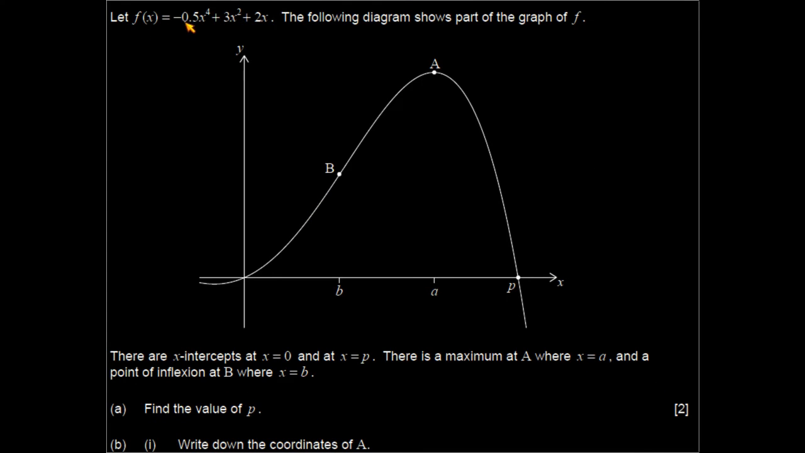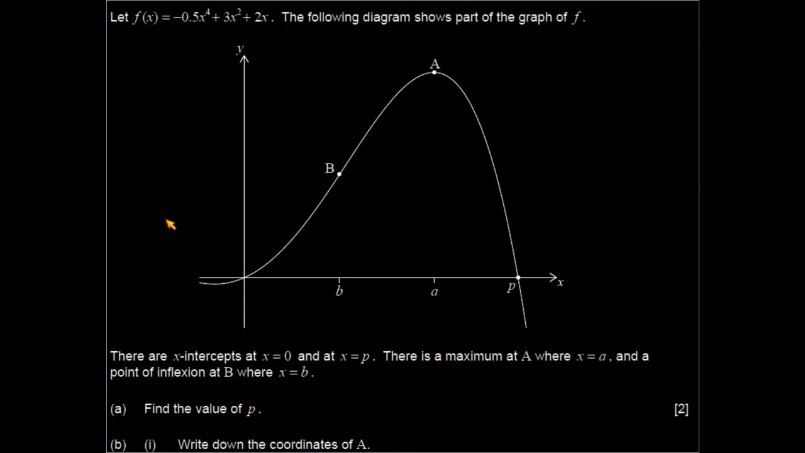Let's let f of x equal this function here, and it says the following diagram shows part of the graph of f. So we've got a graph here. It says there are x-intercepts at x equals 0, so it means the graph cuts the x-axis here, and also at x equals p, which is here. It says there's a maximum at A where x is equal to a, so this point here, and the x value is that one, and a point of inflection at B where x is equal to b. So this is the point of inflection here, x equals b.